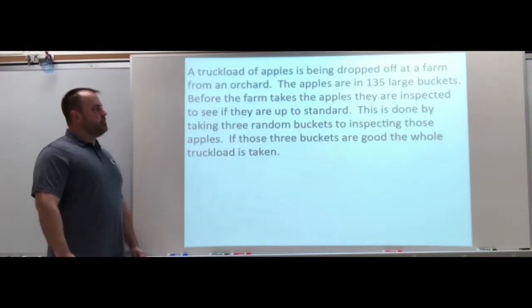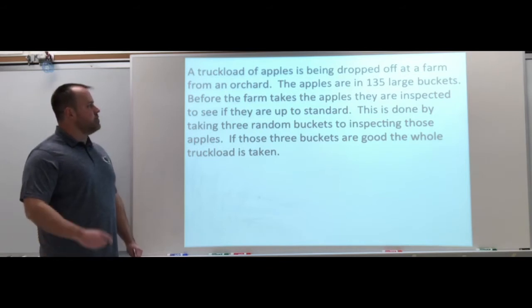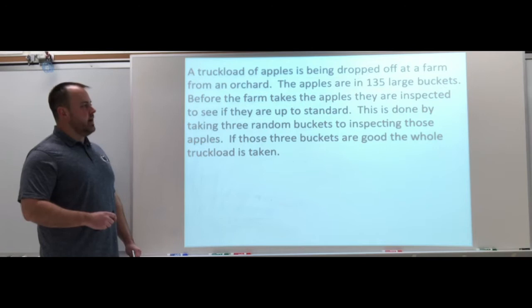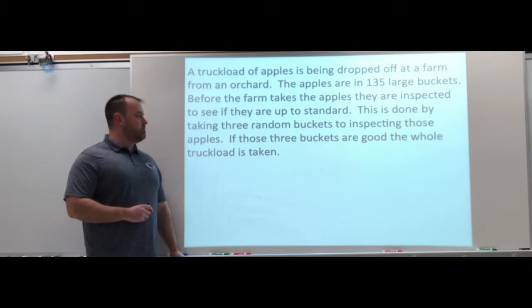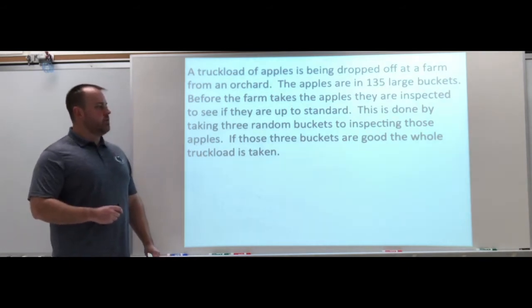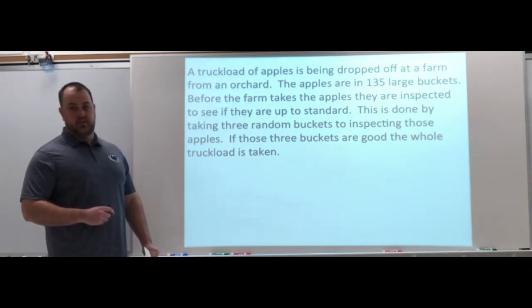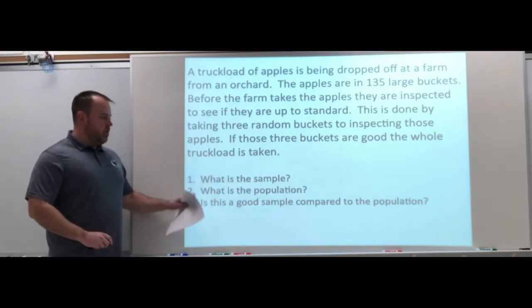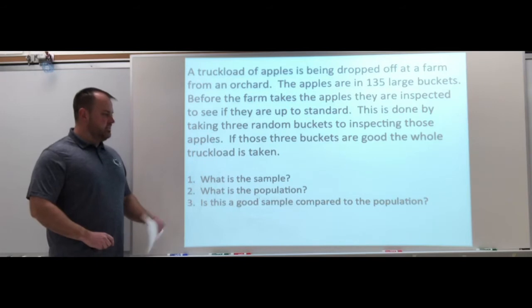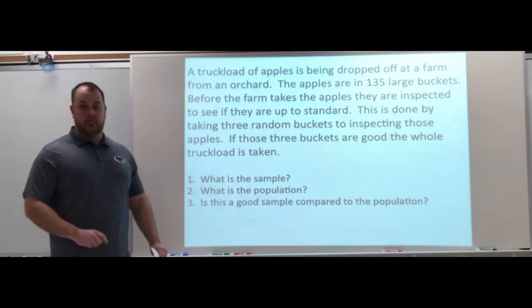A truckload of apples is being dropped off at a farm from an orchard. The apples are in 135 large buckets. Before the farm takes the apples, they are inspected to see if they are up to standard. This is done by taking 3 random buckets to inspect those apples. If those 3 buckets are good, the whole truckload is taken. Okay, so I want to ask you, what is the sample, what is the population, and is this a good sample compared to the population?